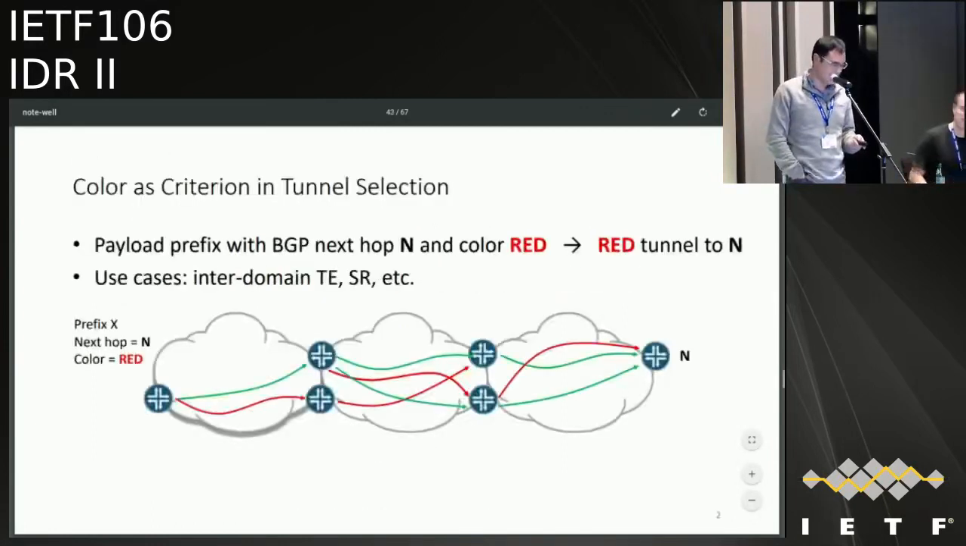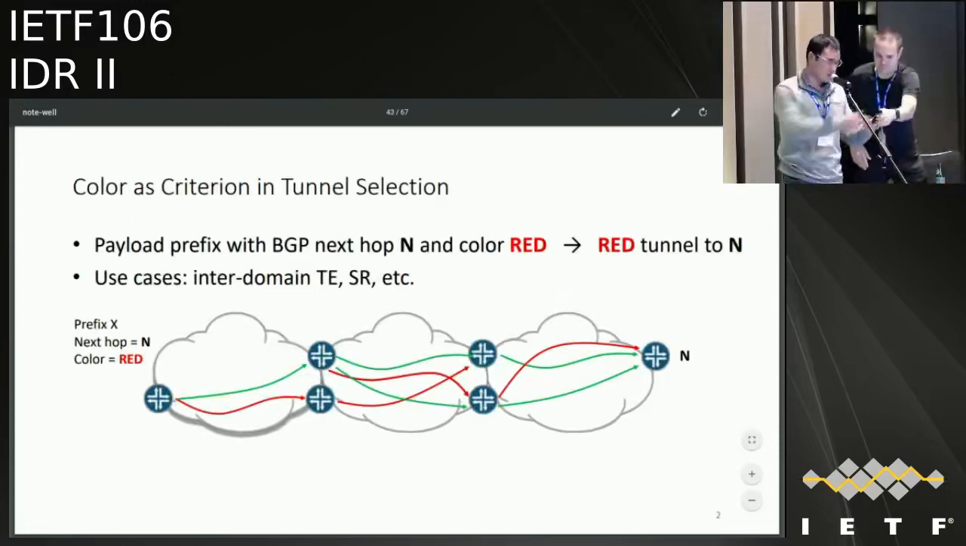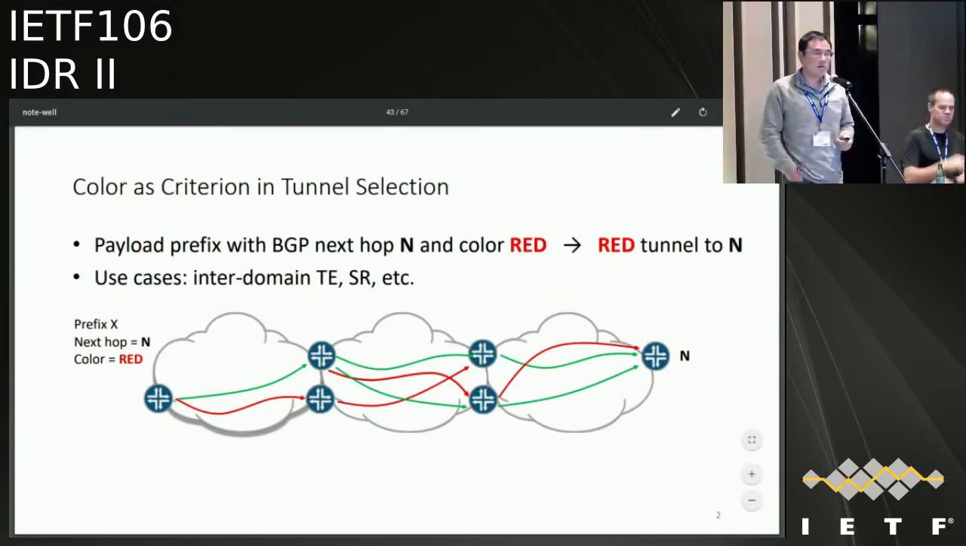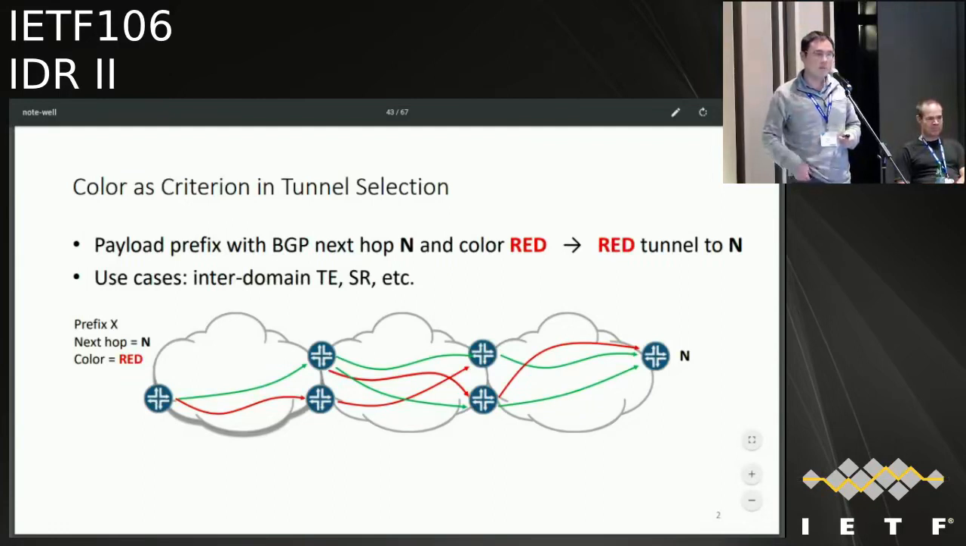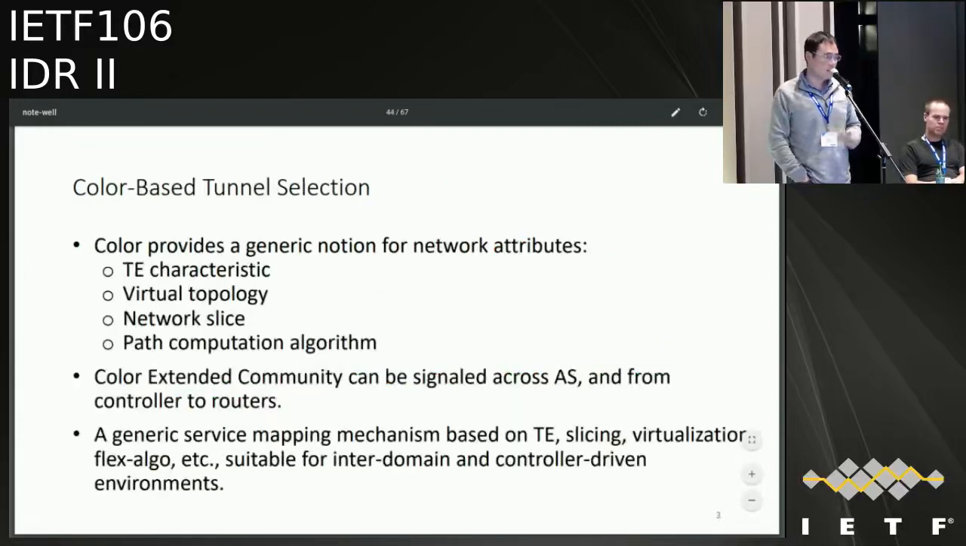So in inter-domain and segment routing, we're seeing more and more cases where network attributes and network resources are assigned colors, and colors are used together with the BGP next hop to map a service prefix or payload prefix to transport tunnels. In this case, we have a payload prefix with BGP next hop N and color red, and we map it to a red tunnel to N. There are 2 reasons behind that. One is that color is a very generic notion. It can be used to represent any network attributes.